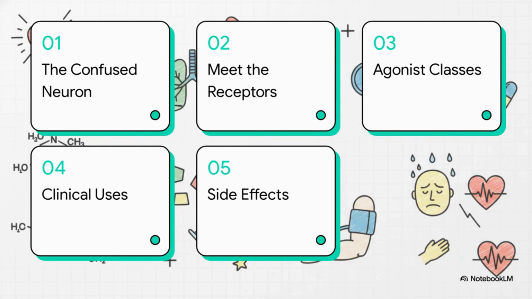Here's our quick map for today. We'll start with the confused neuron, then meet the receptors, move into the classification of agonists, cover clinical uses and treatments, and wrap up with side effects and contraindications. We're going to break this dense pharmacology down step by step so it makes perfect sense.